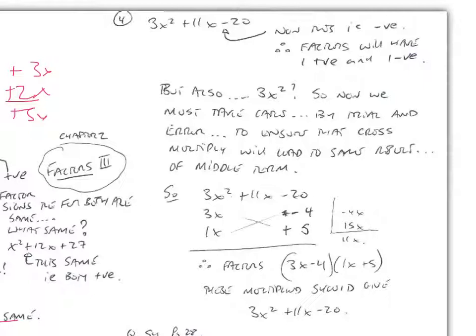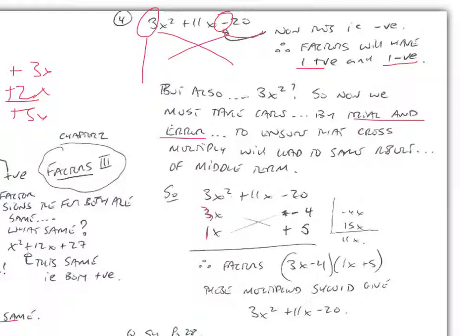What about 3x squared plus 11x minus 20? Now this is negative, so this means when this is negative, the factors won't have the same sign. One will be positive and one will be negative. And also with the 3x squared here, which makes it kind of tricky for us, we have to take that into account when we're cross multiplying. Okay? So we do it by trial and error. It's accepted in maths. Often they're done by trial and error. Okay? So we're going to use trial and error to ensure that when we cross multiply, we get this middle term. So let's go with 3 and 1.